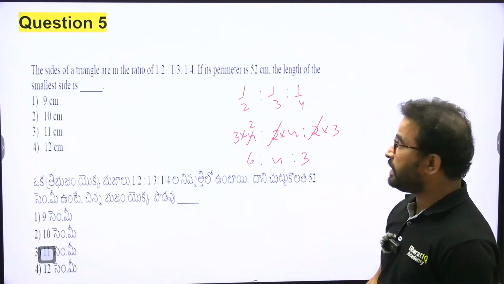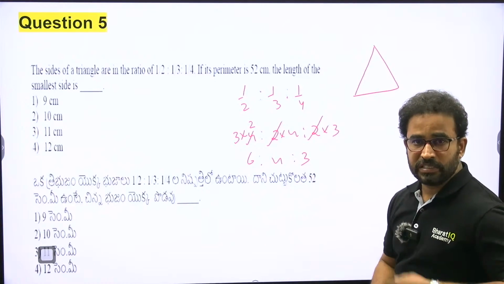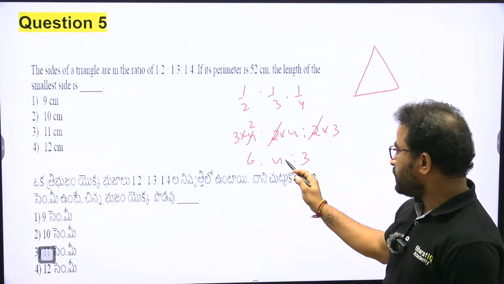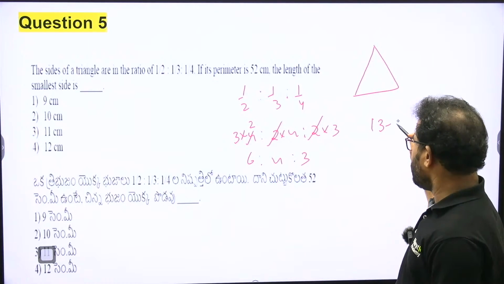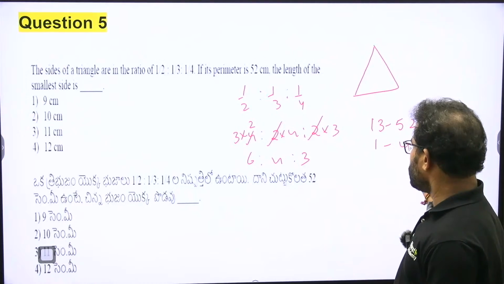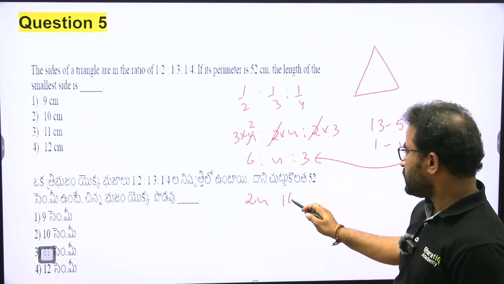Perimeter of the triangle is nothing but outer boundaries. Outer boundaries is nothing but, look at this one, 6 plus 4 plus 3 is nothing but 13 is the length value. So 13 unit value 52, 1 unit value is equal to 4. Now you can multiply here, 6 fours are 24, 4 fours are 16, 3 fours are 12.